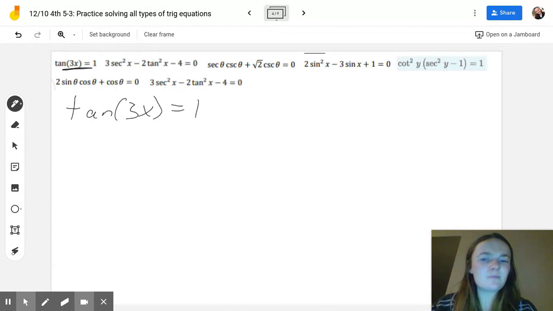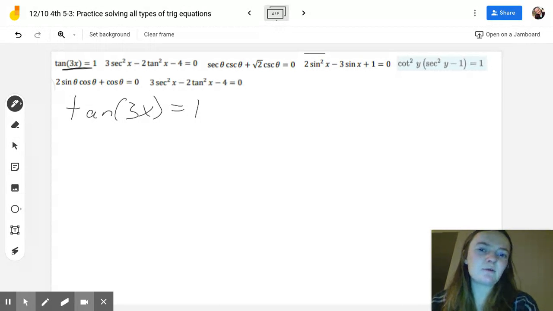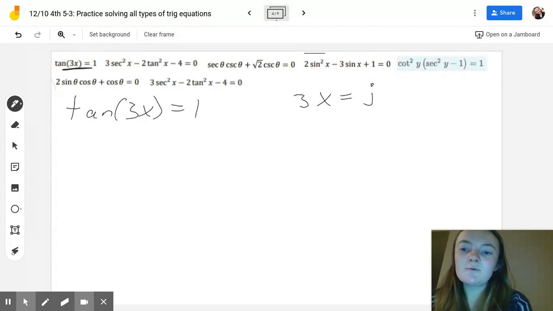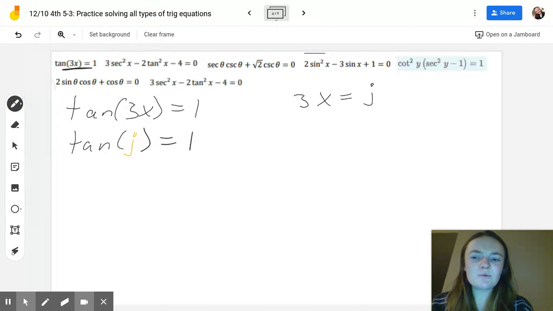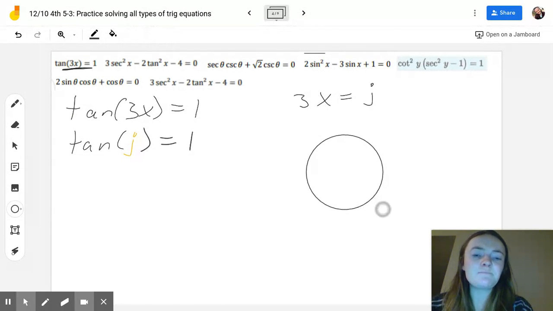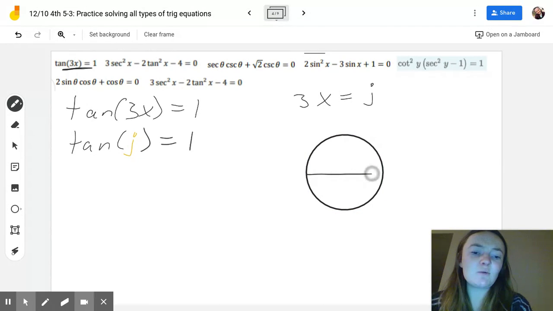I don't know very much about tangent of 3x, but I know a lot about tangent of just regular x. So I'm going to replace 3x with a variable, I'm going to replace it with j for Johnson. So we'll say tangent of j is equal to 1. I just want to know where in my unit circle, and remember that you can keep your unit circle next to you the whole time, where is tangent equal to 1?